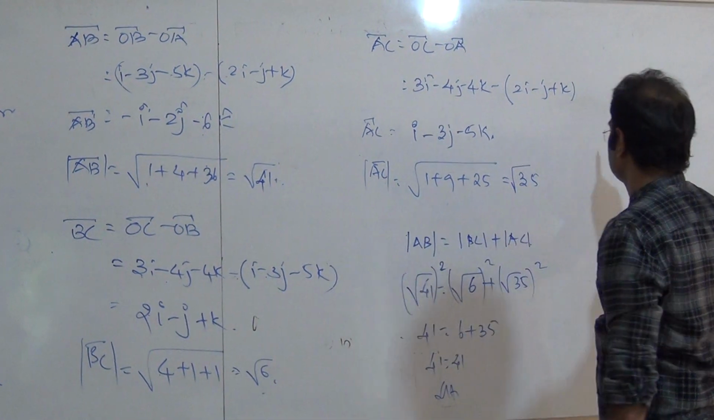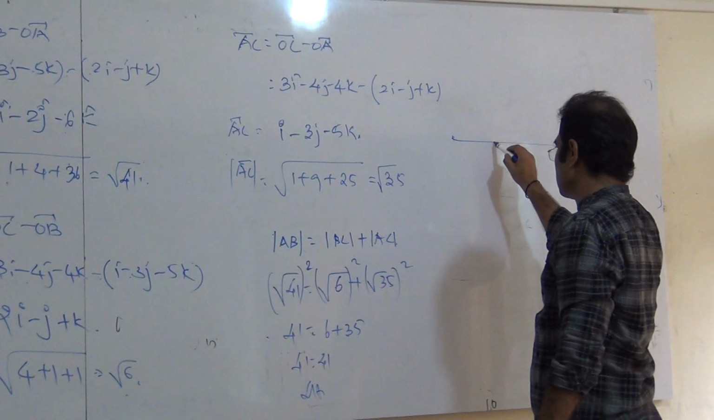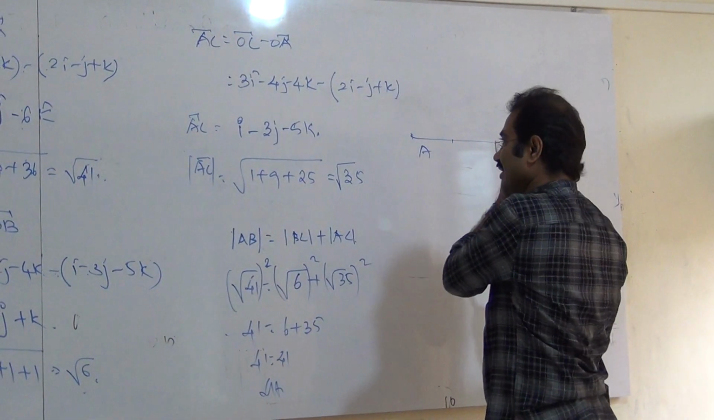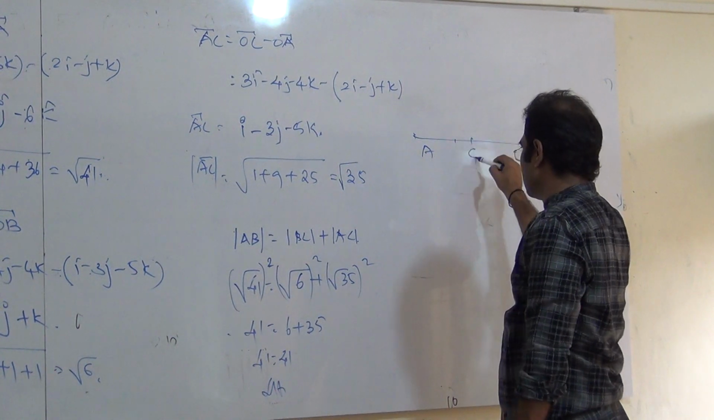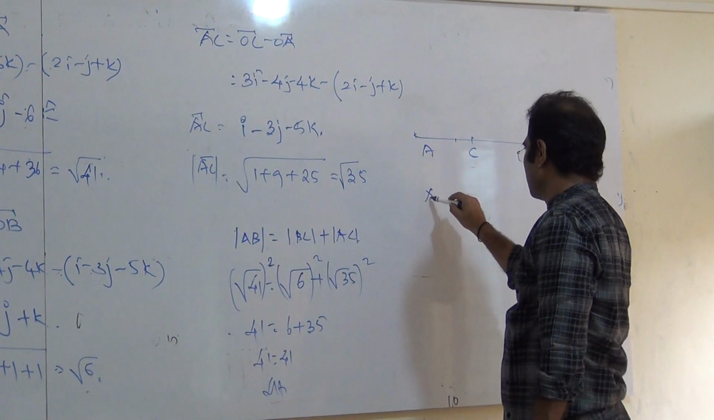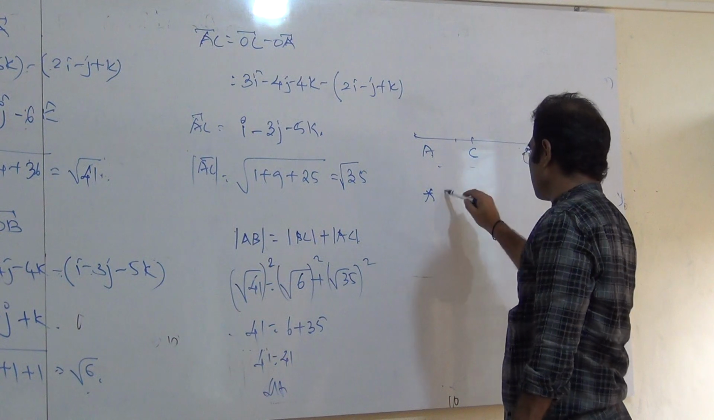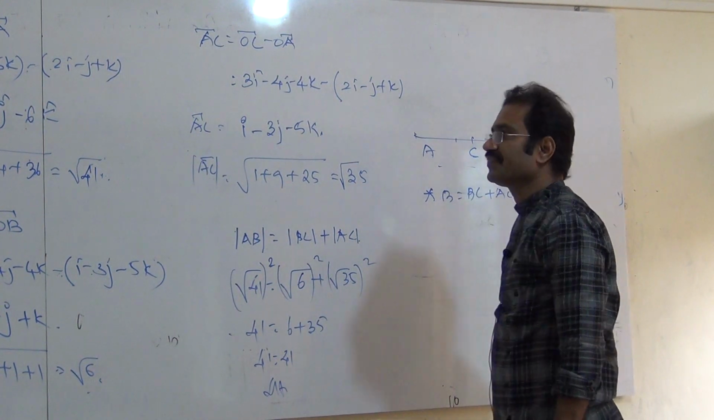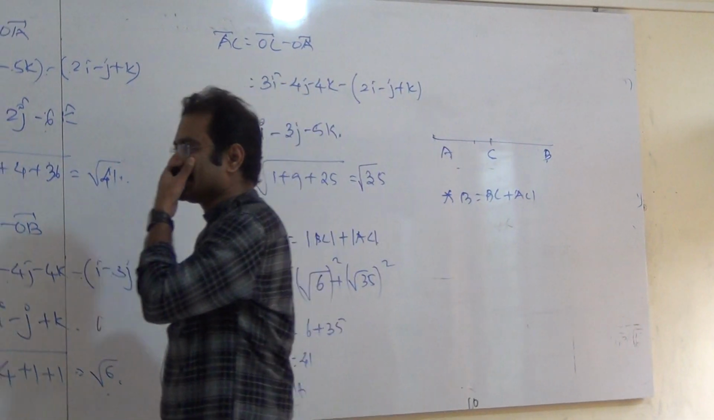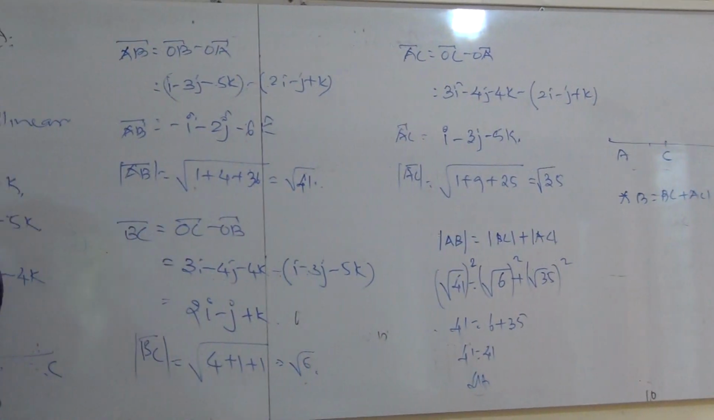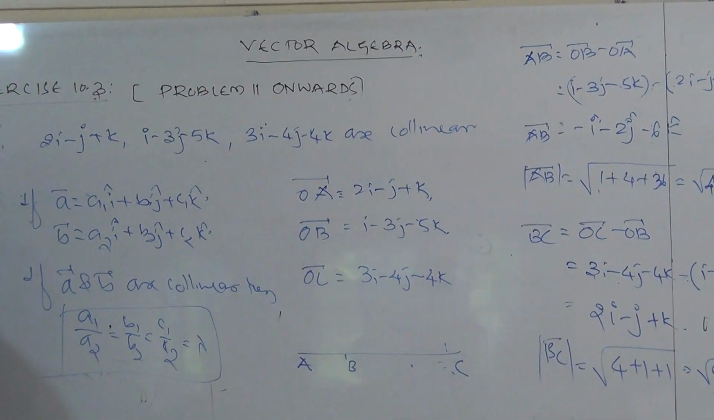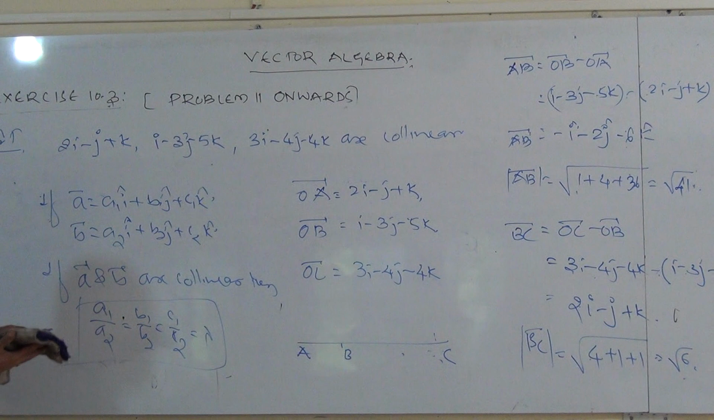It means that their magnitudes add up: A, B and C are in a line. That is, AB is equal to BC plus AC in magnitudes. Therefore, the three vectors are collinear. Right. Over.